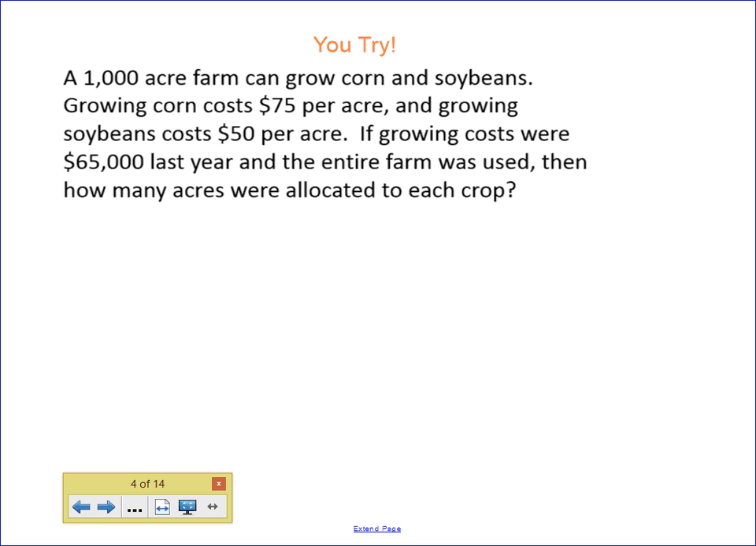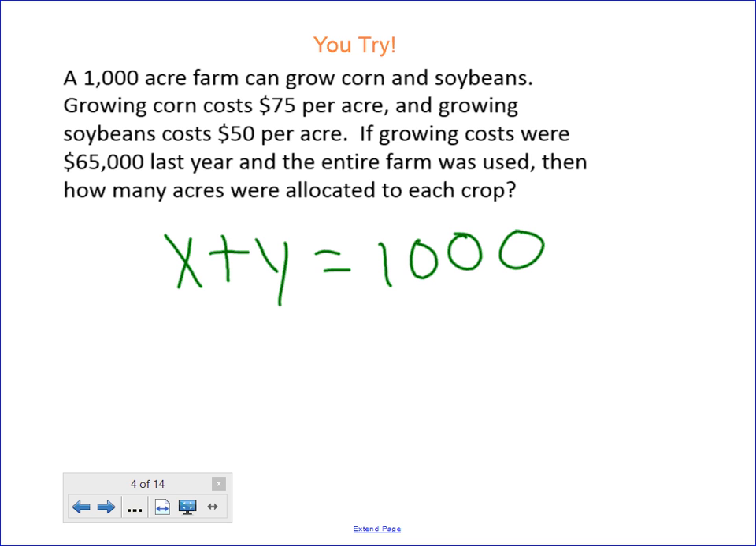All right, hopefully by now you've had enough time to complete this problem. I'll go ahead and sum it up for you. Basically, we're told that we can grow 1,000 acres, so x plus y is going to equal 1,000, where x would be the amount of corn and y would be the amount of soybean. And then we have one other equation: 75 times x plus 50 times y. This is your cost equation. It's equal to 65,000.